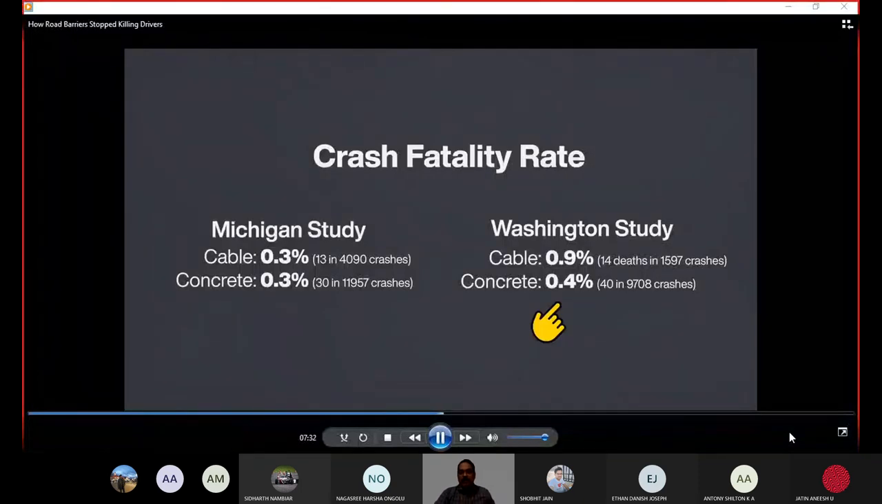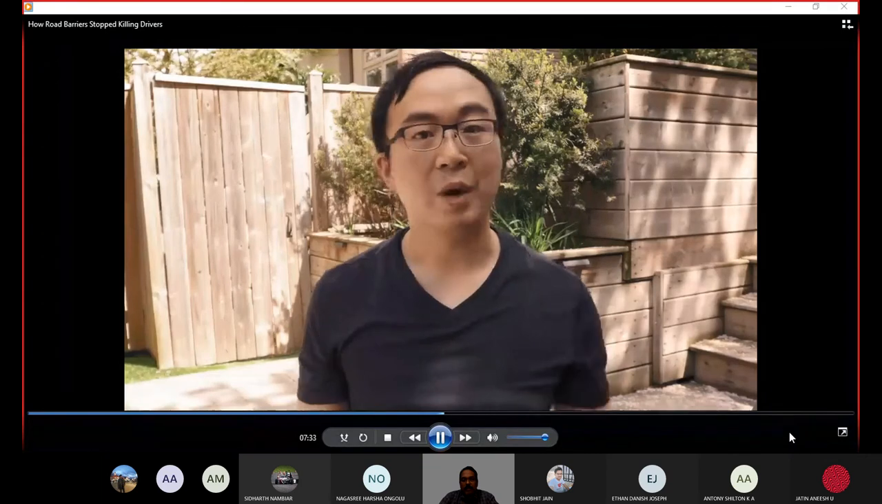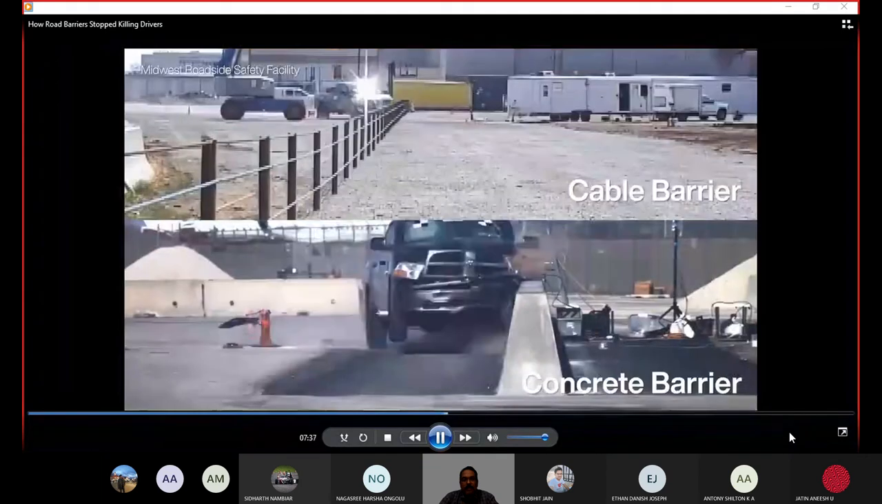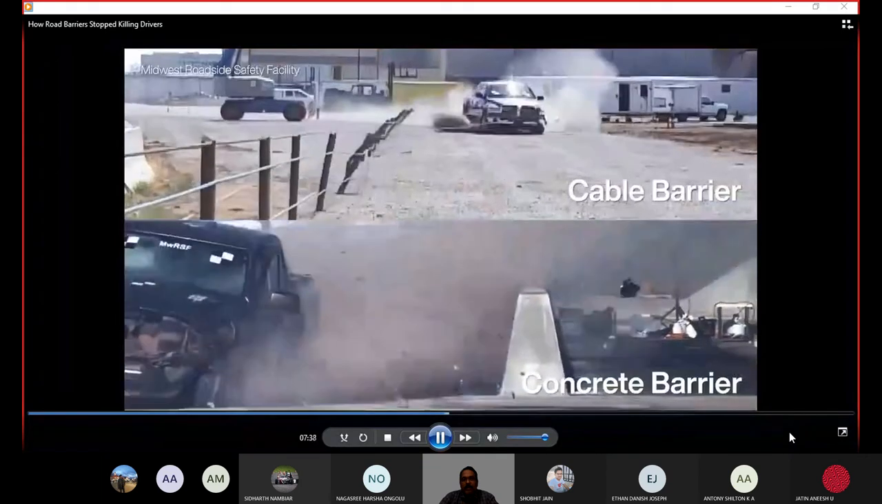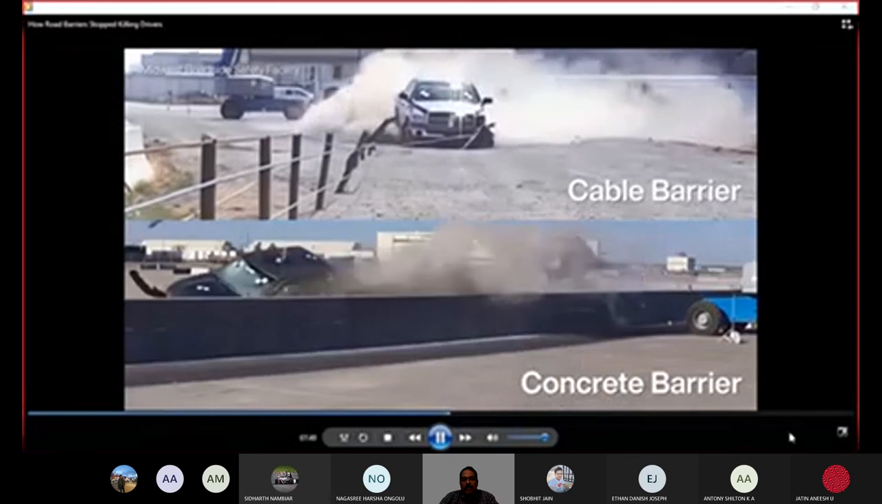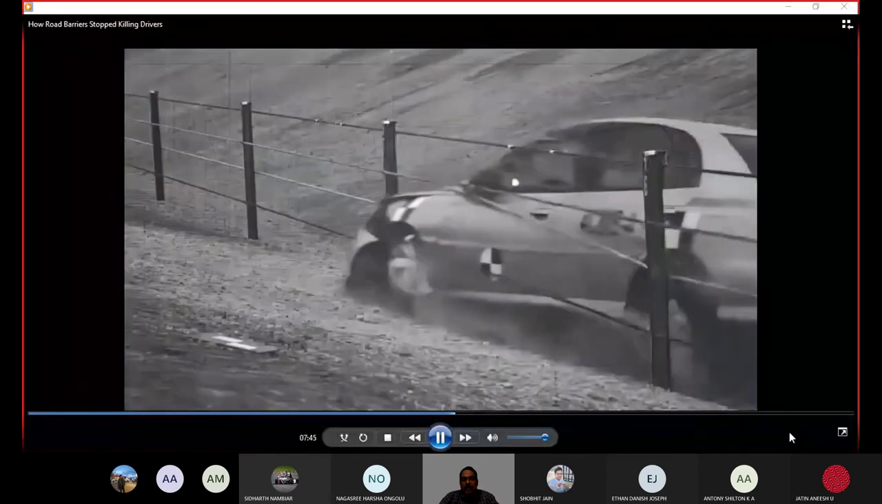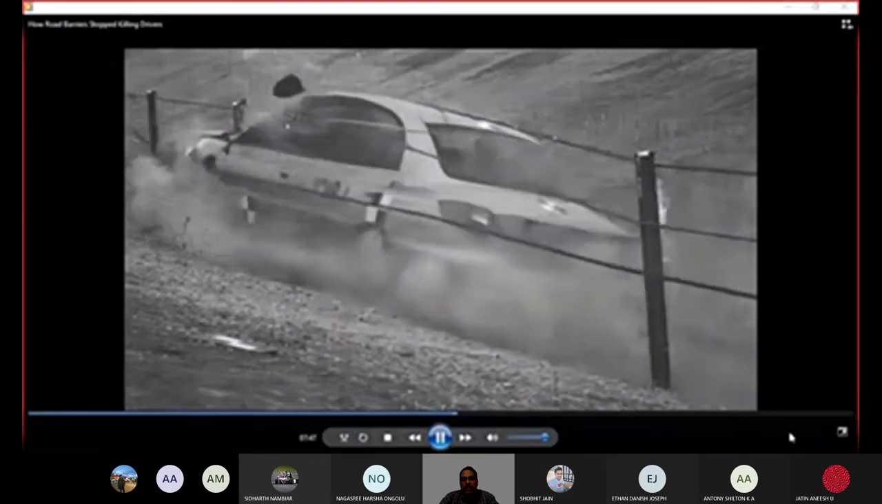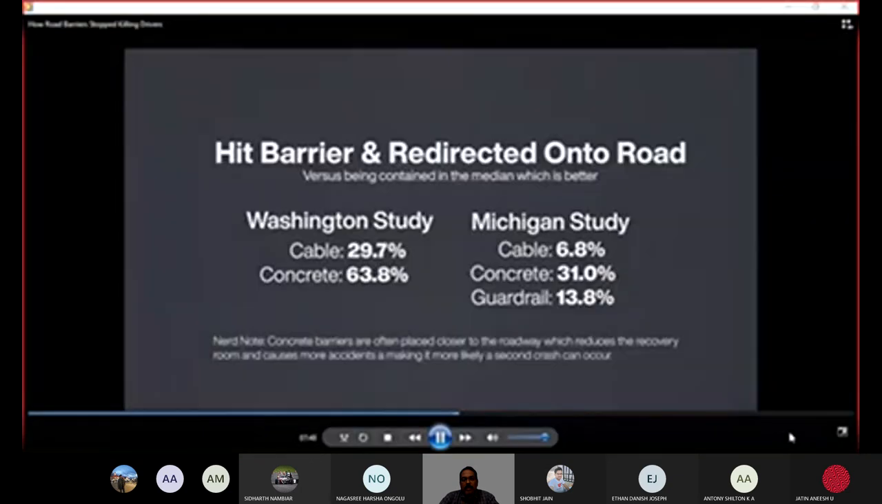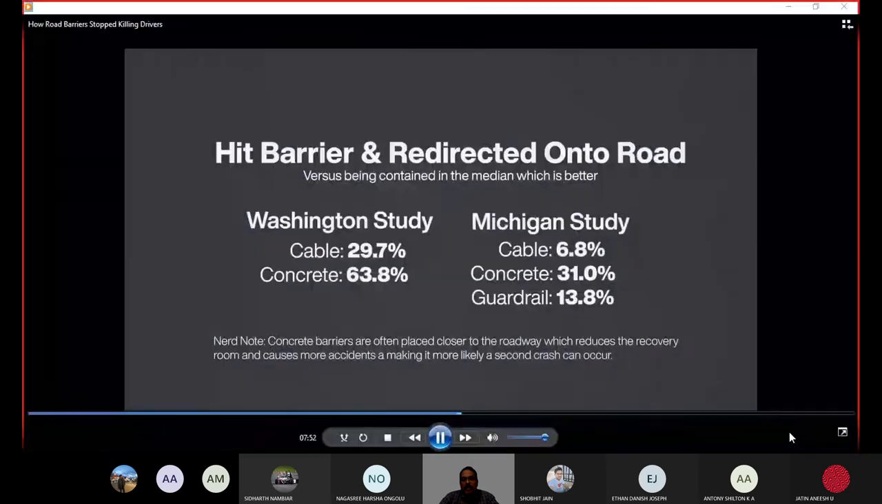As well, what isn't mentioned enough is that cable barriers can reduce injuries. Cable barriers stretch when hit, which decreases injuries due to reduced impact forces. Both studies found a big reduction in total injuries. As well, the stretching helps prevent the vehicle from bouncing back into traffic and causing a second, more dangerous accident.